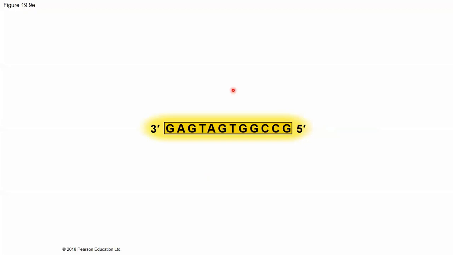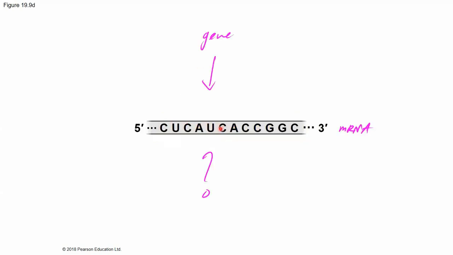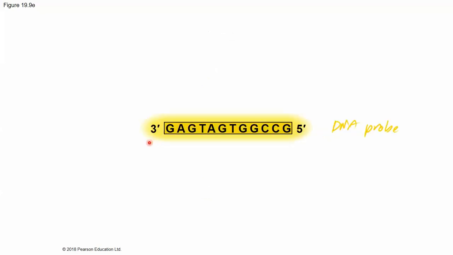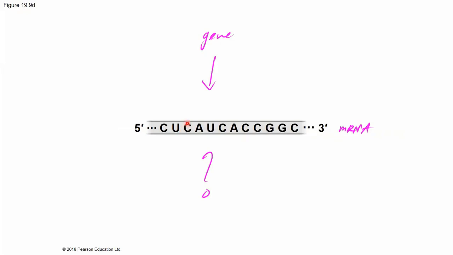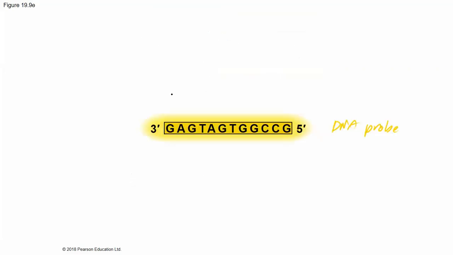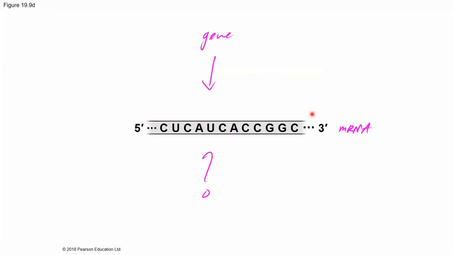Now, in order to do so, we use a probe. This is a DNA probe because it is made of DNA. Notice we are looking for an mRNA, but that's okay. This DNA will be complementary to this RNA. So the probe that we are going to use has this sequence, let's say, which is complementary to this RNA. I'm going to write it here: G, A, G, T, A, G, T, G, G, C, C, G. So this is the probe.